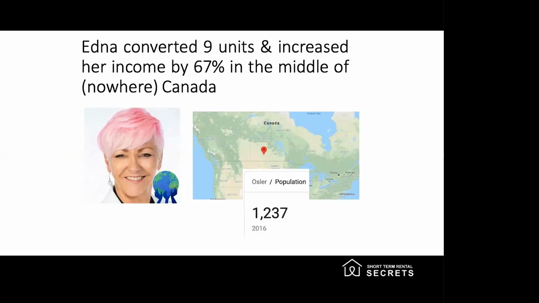One of the questions that people say is, yeah, but I live in the middle of nowhere. Edna, she's one of my students. She was more on the multifamily side. She was a syndicator. She's got a bunch of apartment buildings, but she's literally in the middle of nowhere. She's in Osler, Saskatchewan, Canada, which has a population of 1,237 people. She converted 9 of her units and increased her income by 67%.